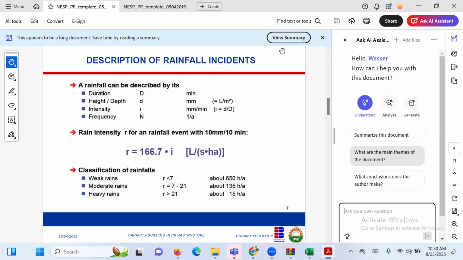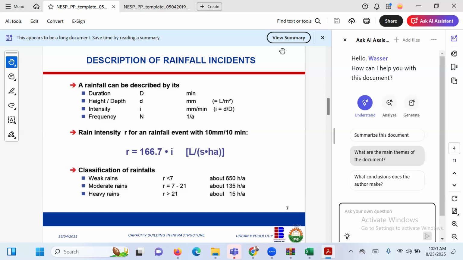Then you must also discuss the height or the depth. The height or the depth of rain is something you measure using your rain gauge systems or your measuring system. Then there must be intensity. But basically the intensity is just dividing the height over the duration. So if you divide the height by the duration and it's giving you a high value, you know that that is a very high intensity rain.